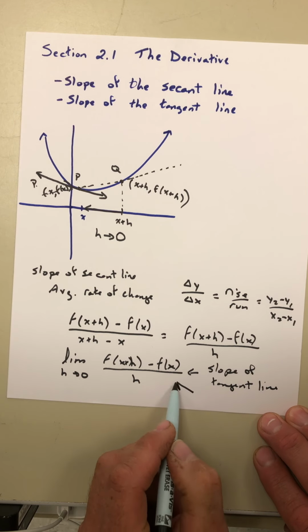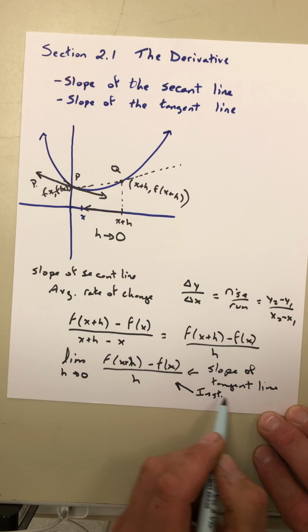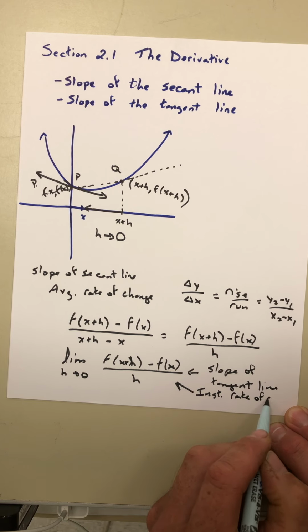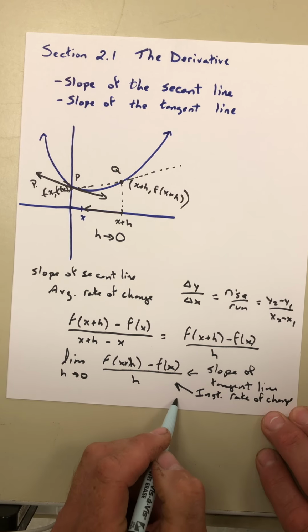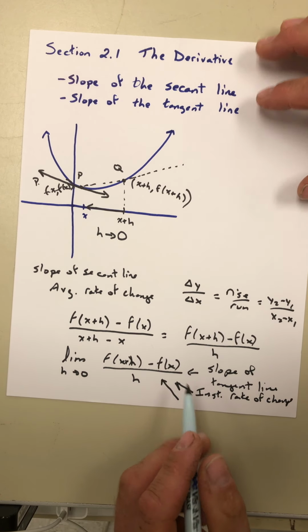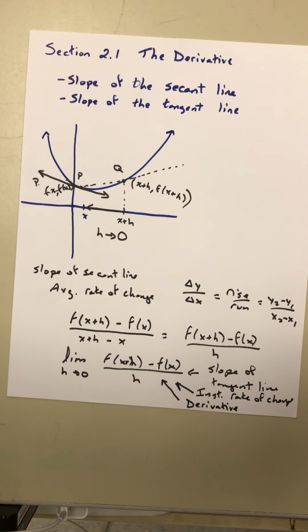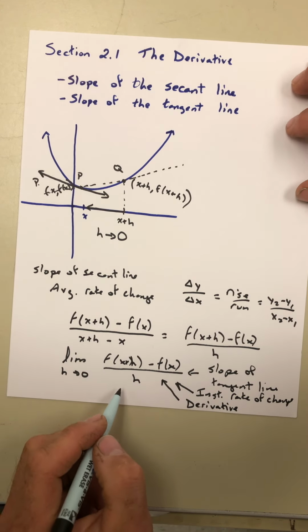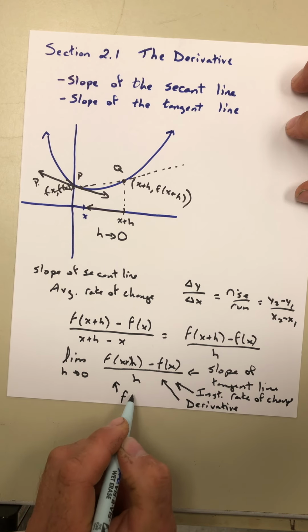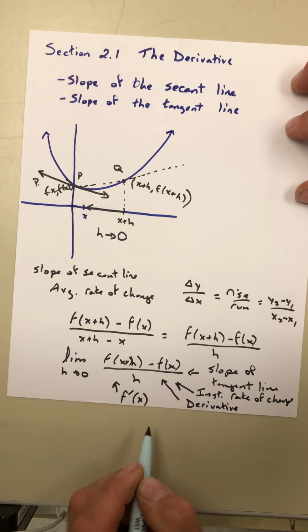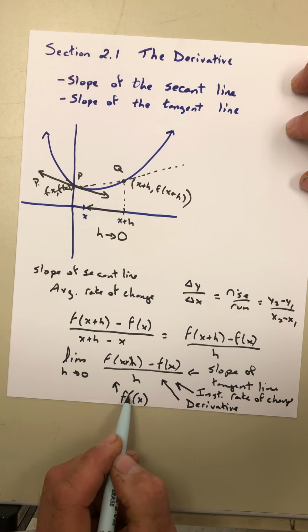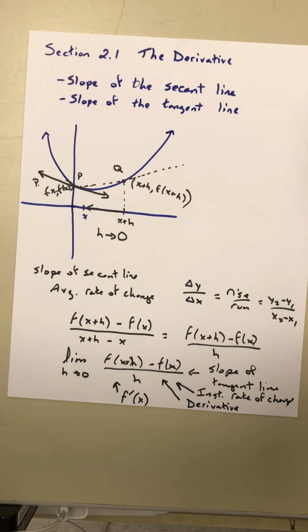We also call this the instantaneous rate of change. We also are going to find that this is going to be called the derivative. So anytime we're asking you to find the slope of the tangent line, find the instantaneous rate of change, find the derivative, this is what we're looking for. We're going to denote this as f prime of x. So it's going to be f, it's going to be a little dash or a little line, and then our parentheses of x. And that's what we're going to be looking for.